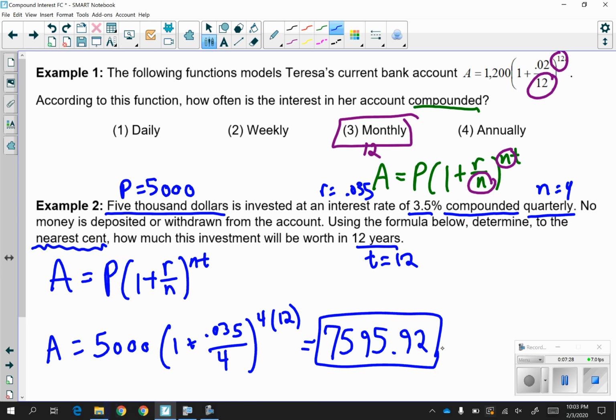So remember, anytime you see compounding, you're going to be using the compound interest formula that you have to memorize on your own. And you're going to look to see how many times you're compounding a year to find the value of n. And that's all for this video.